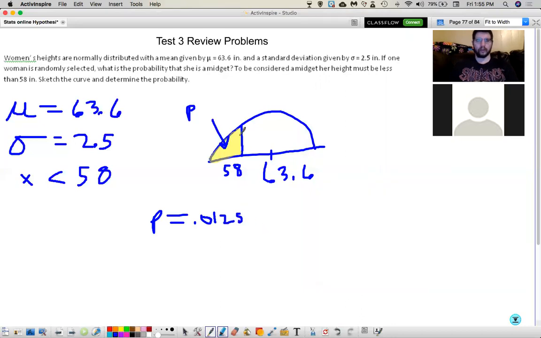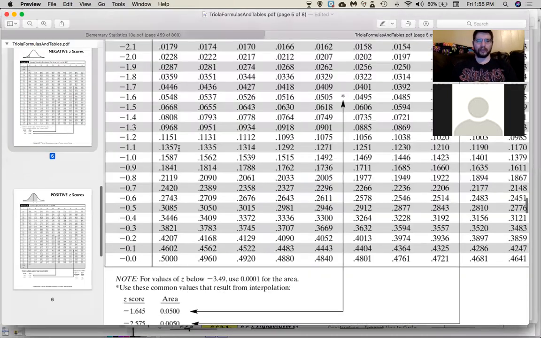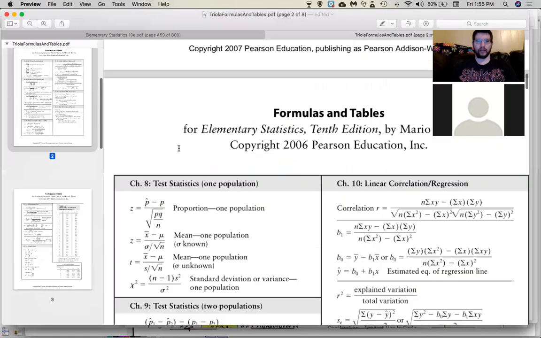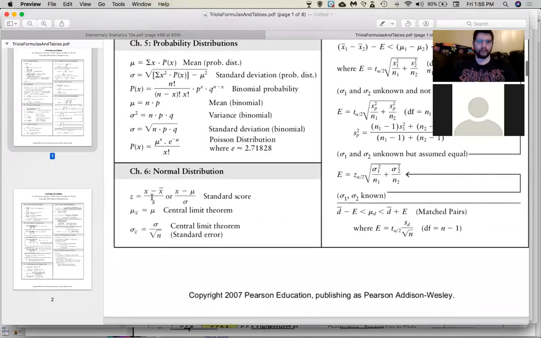And that would be the answer, the curve sketch and the probability. That's both questions answered, done. Now, if we're doing it using the charts, we first have to convert this to a standardized score. I think we use the test statistics formula. I don't think they have a separate one here. Let me check. Oh, yeah, they do.